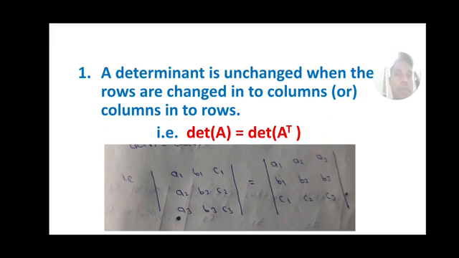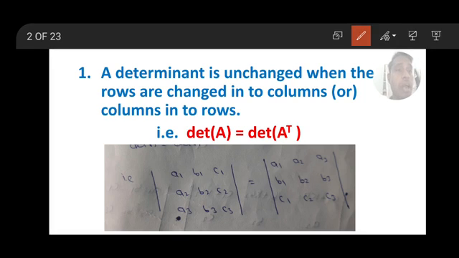First property. A determinant is unchanged when the rows are changed into the columns or columns into rows. Means the determinant does not change when rows are changed into columns or columns into rows. Rows changed into columns means that is the transpose of a matrix. That means determinant of A equals determinant of A transpose.